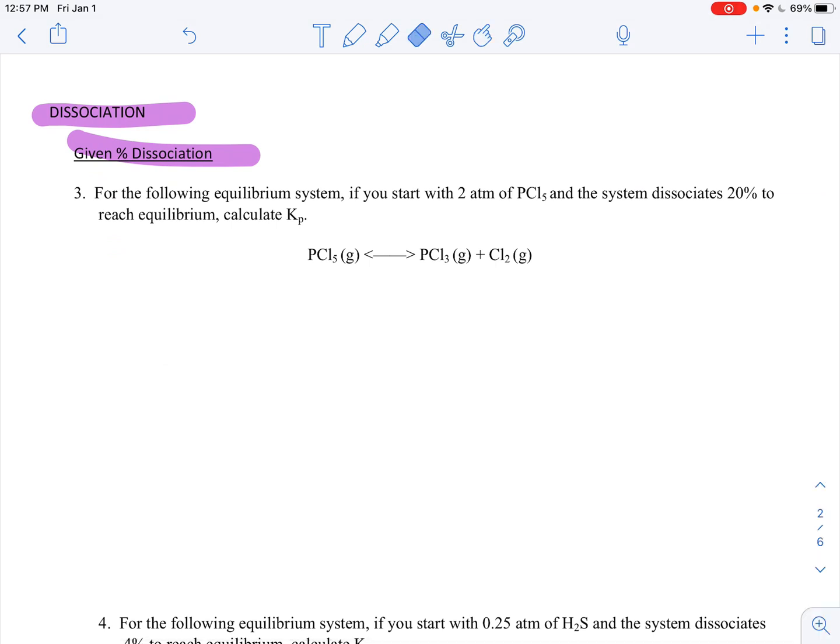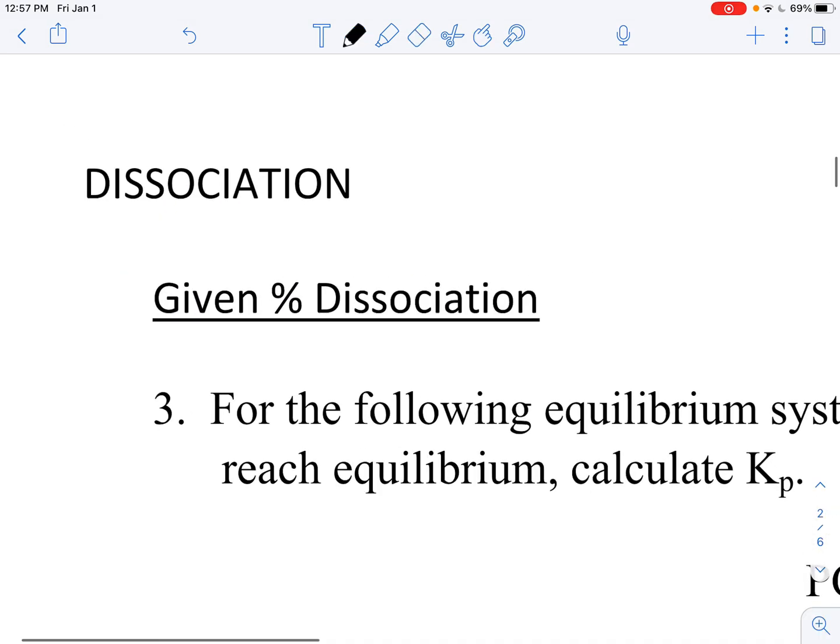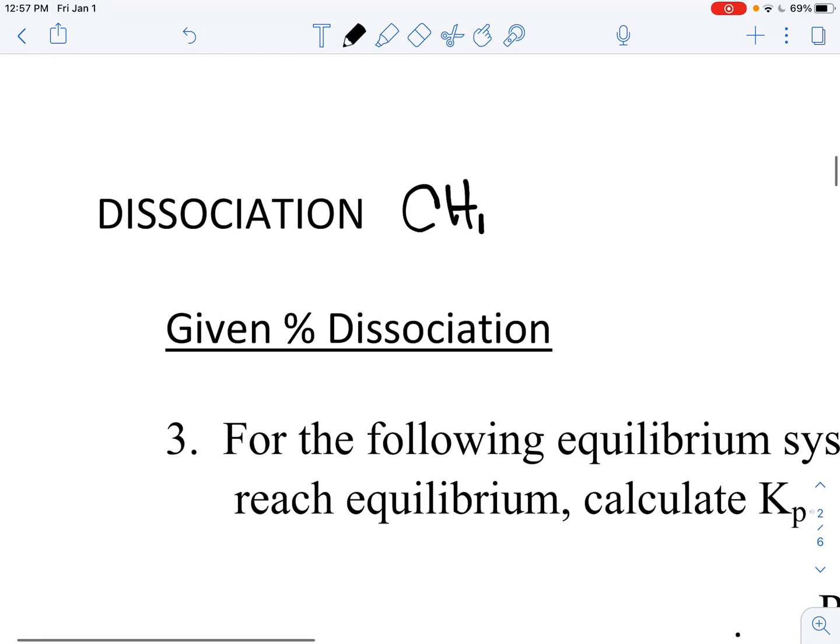All right. Next, dissociation. All right, dissociation is just a fancy word for change.